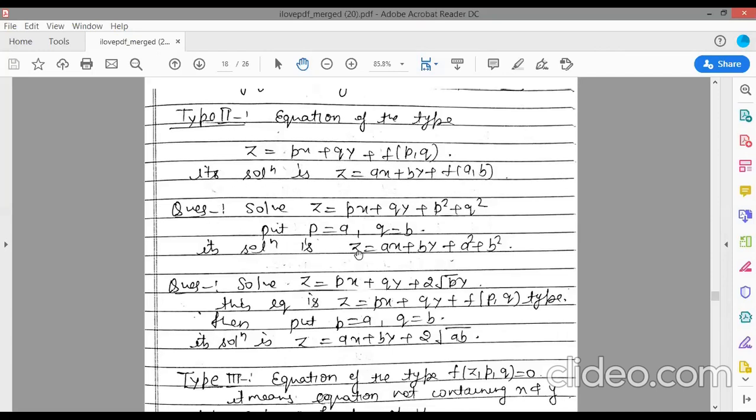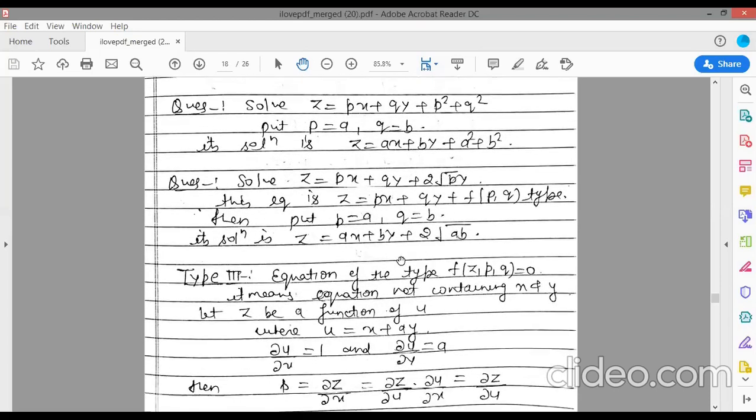Now there is an example here. Solve z is equal to px plus qy plus p square plus q square. You can see here that this equation is looking like this one, that means z is equal to px plus qy plus f of p,q here, right? So you can put directly p is equal to a here, q is equal to b. Then your solution is z is equal to ax plus by plus a square plus b square, right?